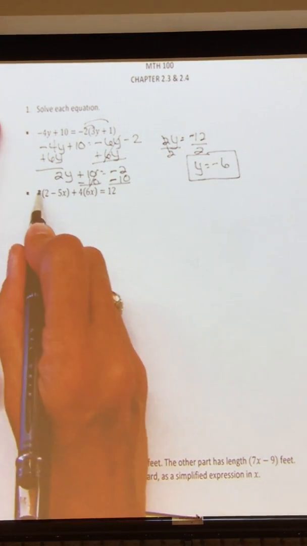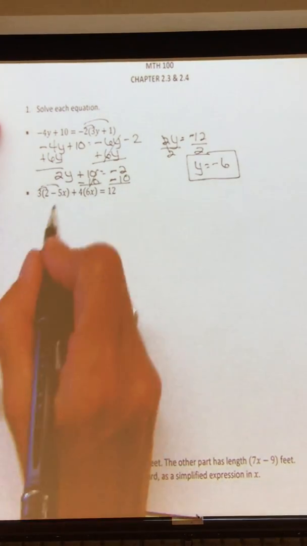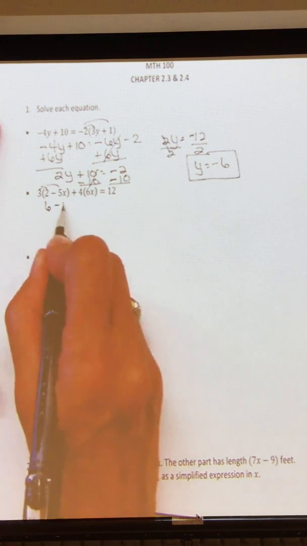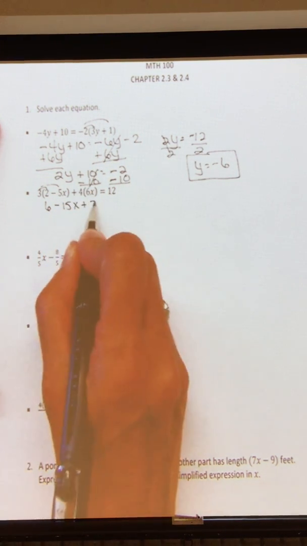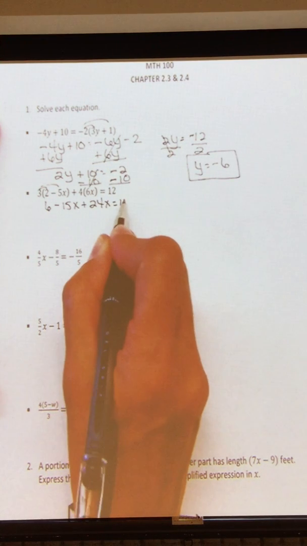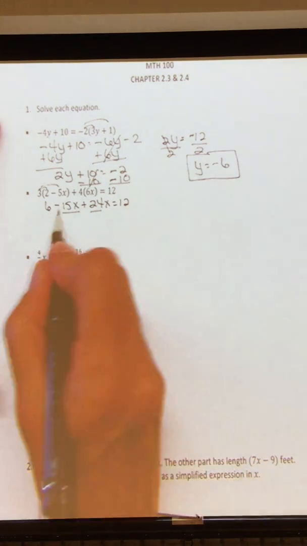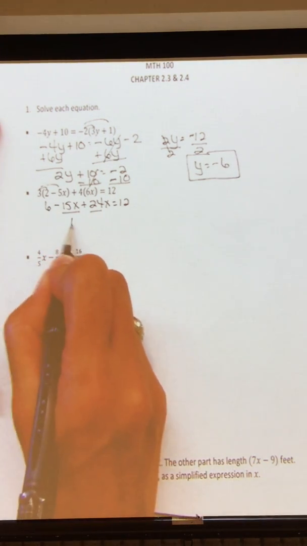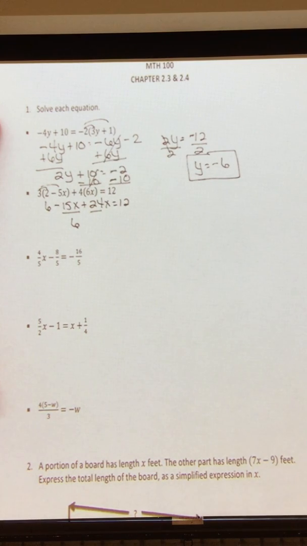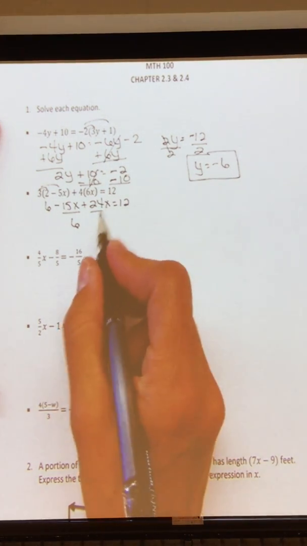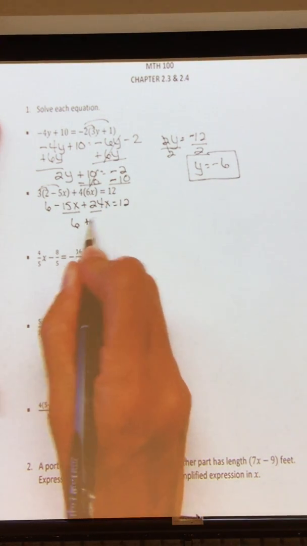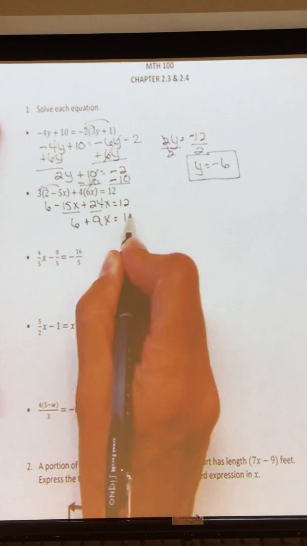So here let's do the second one. You do the same thing. Let's distribute: 6 minus 15x plus 24x equals 12. Here we have negative 15 and 24 on the same side, so let's combine before we move around. So you have the 6, negative 15 plus 24 is 9x, is equal to 12.